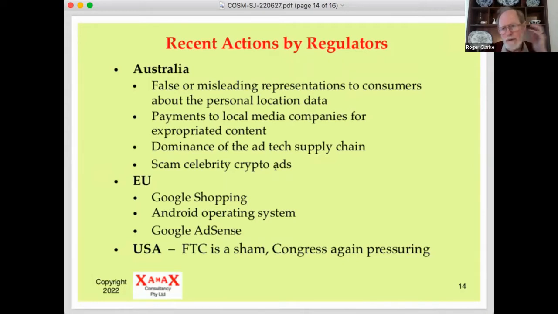It supports American business. It doesn't support American consumers. And, of course, that worries the rest of us out in the world, because the influence of American regulators ought to be very substantial, given the importance of American corporations in all of the fields we're talking about.